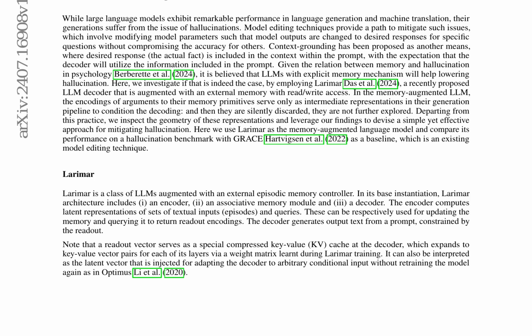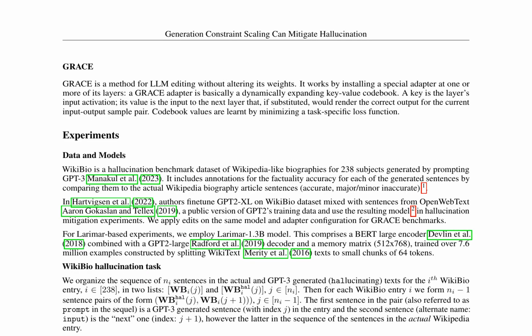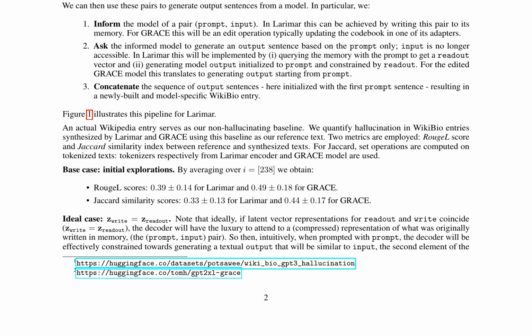The paper uses Larimar, a class of LLMs augmented with an external episodic memory controller, and compares its performance with Grace, a method for LLM editing without altering its weights. The experiments show that both methods improve hallucination metrics, with Larimar achieving a Rouge-L score of 0.39 and Jaccard similarity score of 0.33, while Grace scores 0.49 for Rouge-L and 0.44 for Jaccard.